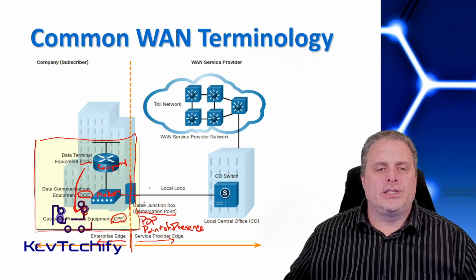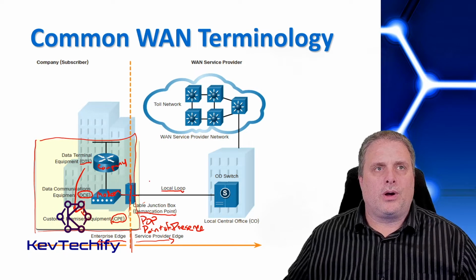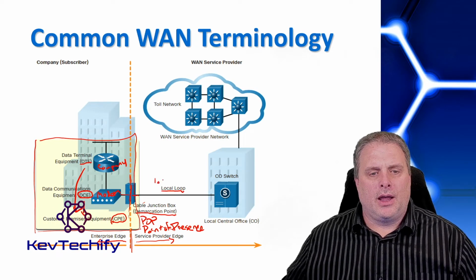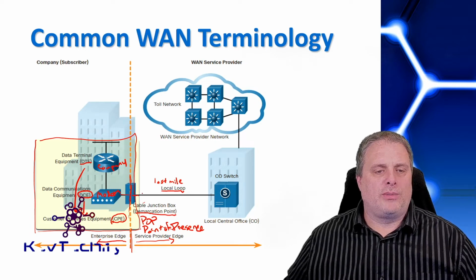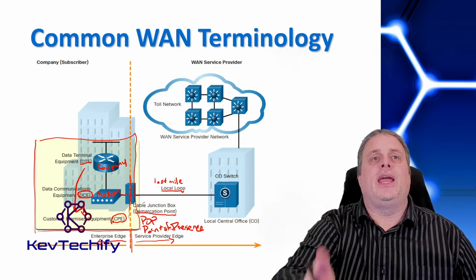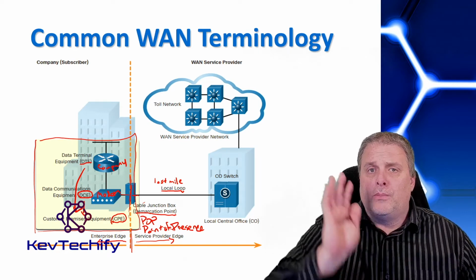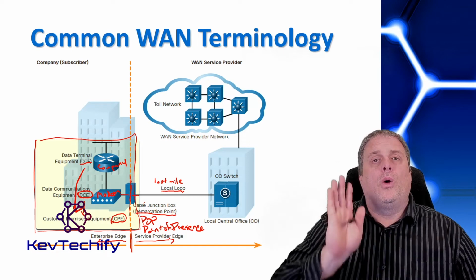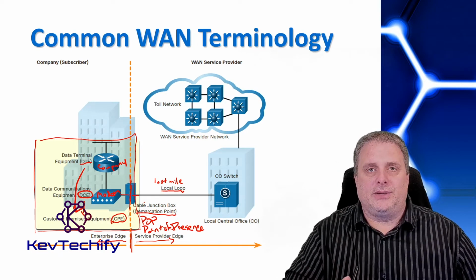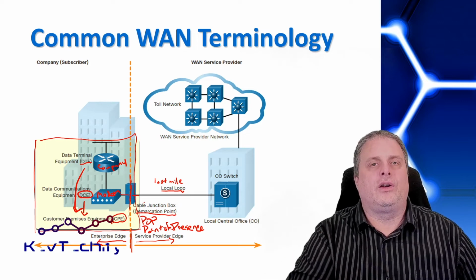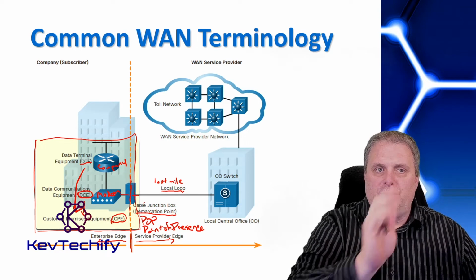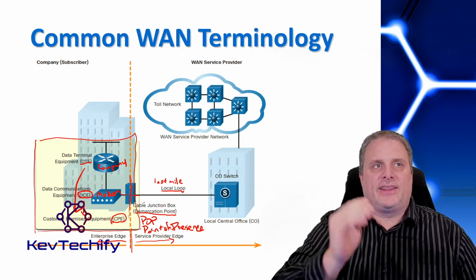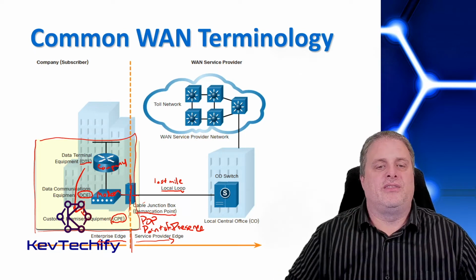The next term here is what we call the local loop. Some people call this the last mile. And what this is, is the connection between the central office, your ISP, and your customer premise equipment. The connection between your ISP and your company. It's the physical connection. Most of the time, it's either a copper connection or an Ethernet connection. Some of the newer technologies even make it wireless connectivity. But it's that connection that goes from your company to your ISP. And so that's the local loop, or the last mile connectivity.